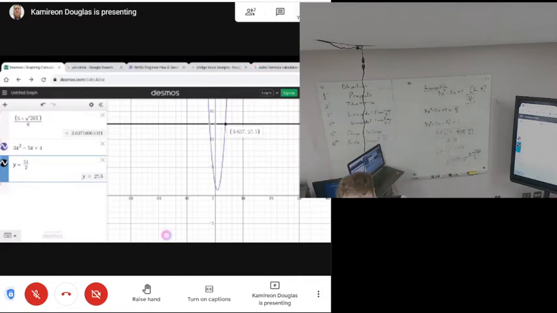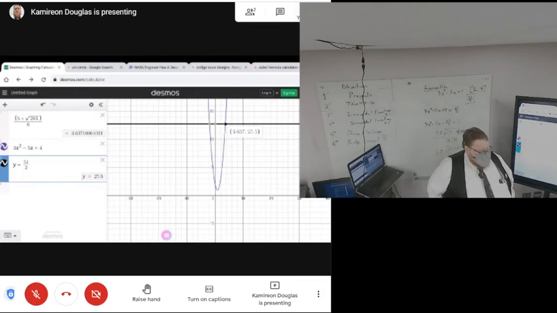Mean value theorem and its corollary. We'll do another example of this tomorrow, and we'll move on to the next theorem, the second fundamental theorem of calculus. I'll see you guys then.